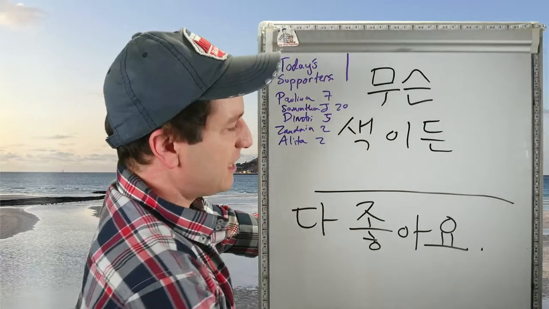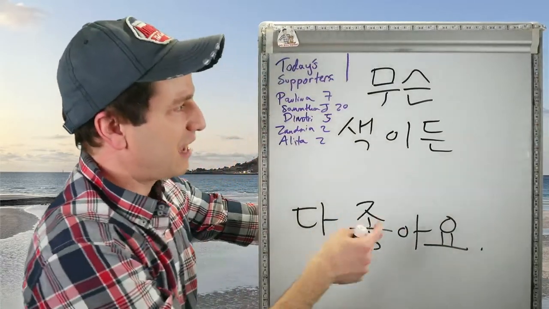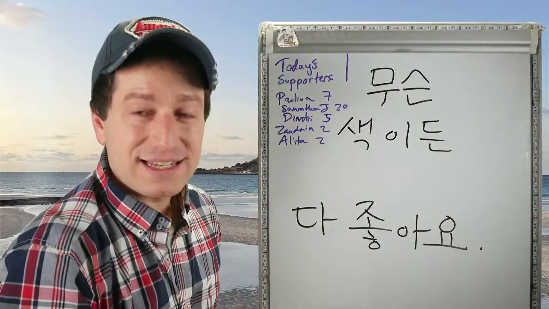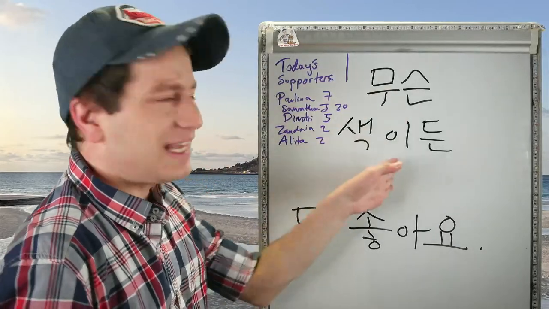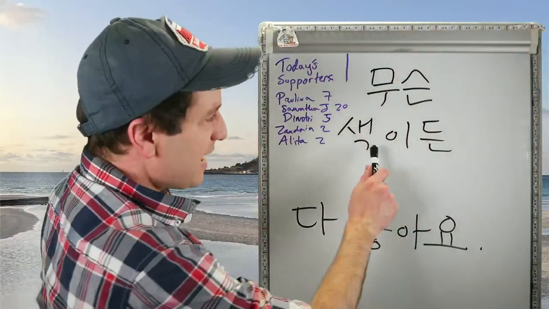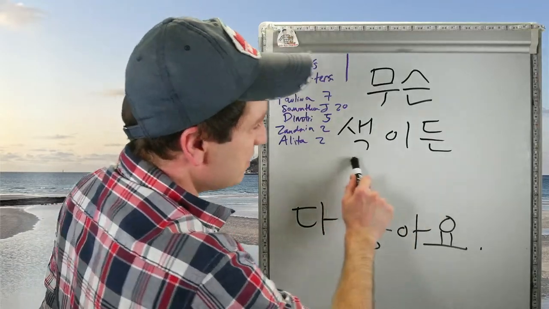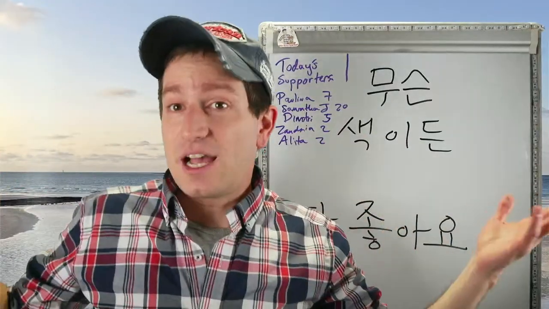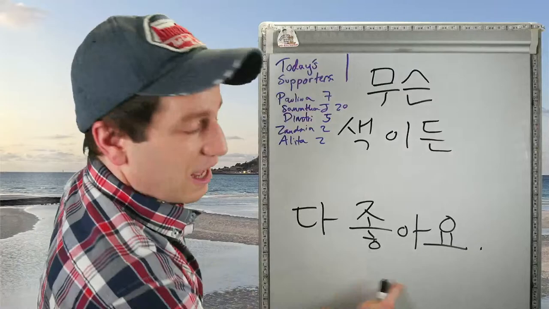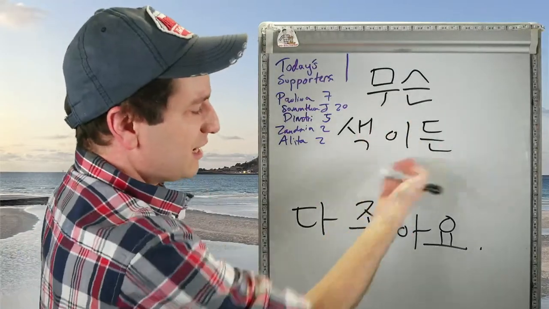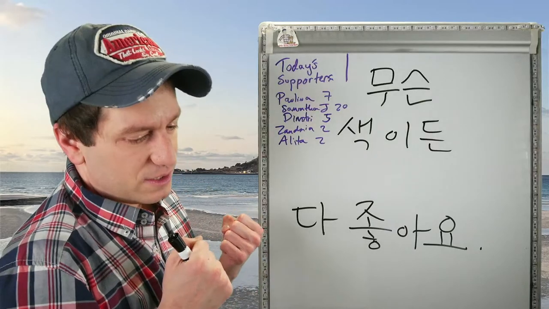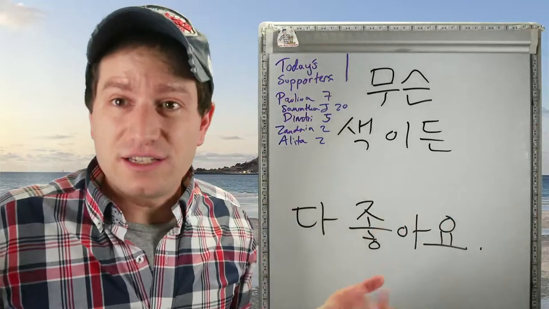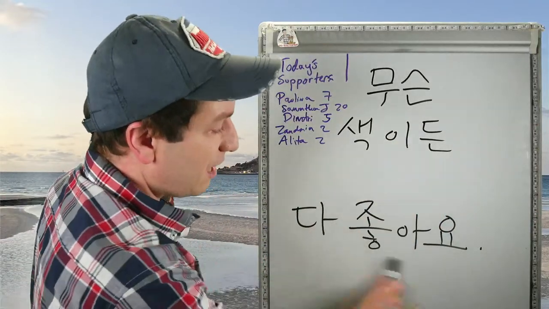무슨 색이든 or 무슨 색이든지. I'm just going to leave it like that. 무슨 색이든 다 좋아요. So 무슨 means what? It's an adjective. So in this case, 무슨 색이에요? What color is it? 무슨 색이다. It is. So 무슨 색이든. So regardless of what color it is, 상관없어요. Doesn't matter. In fact, 다 좋아요. They're all good. 무슨 색이든 다 좋아요. So whatever color it is, they're all good. Or any color is good. They're all good is what you're saying. 무슨 색이든 다 좋아요.